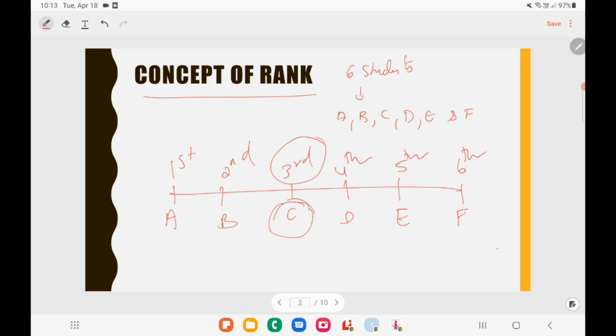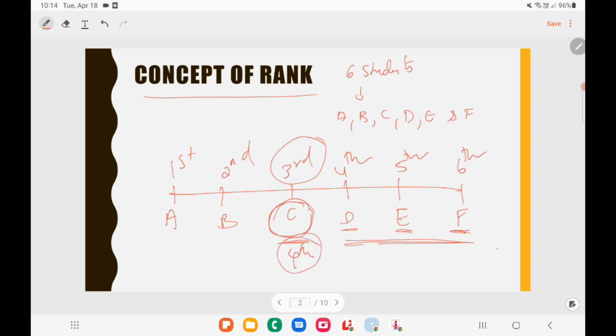Here we know that C is third from the top of the class and there are a total of 6 students in the class. That means there will be 3 students behind C, right? D, E and F are behind C. So if I take the rank of C from the bottom of the class, it will be 4. Because F is first from the bottom, E is second from the bottom, D is third from the bottom and C is fourth from the bottom.